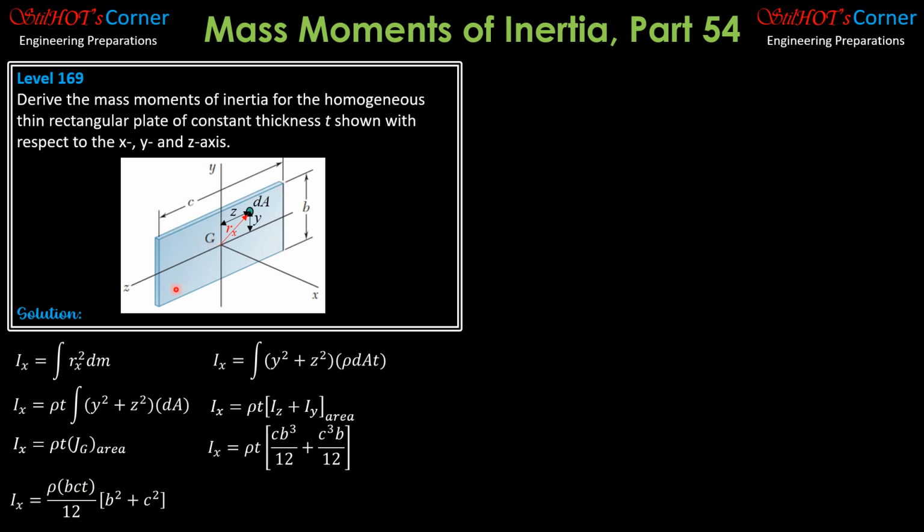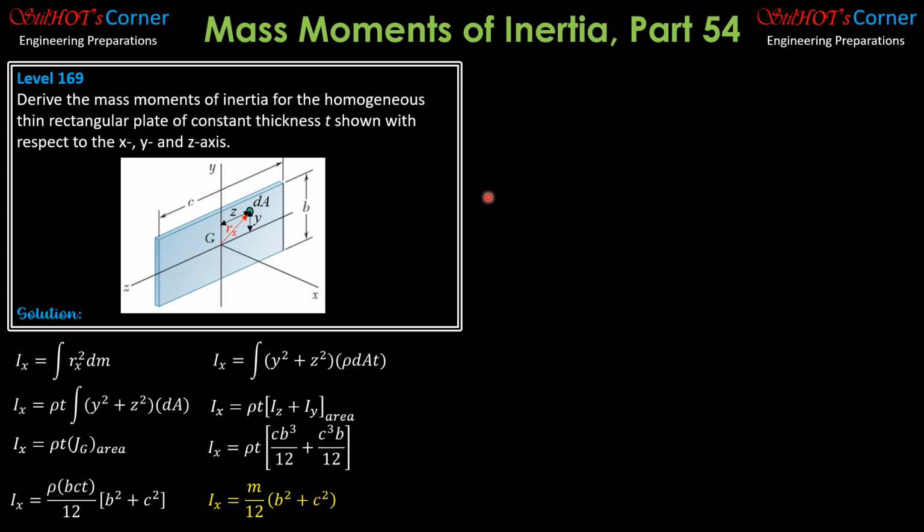Since density times BCT is the area of the rectangular plate times thickness, which is the volume, density times volume is the mass of the plate. Therefore, Ix is 1 over 12 mass times quantity B squared plus C squared. So that's it for this detailed derivation of the mass moment of inertia of this rectangular plate with respect to the x-axis with that orientation and dimensions.